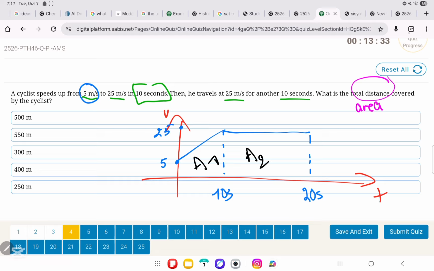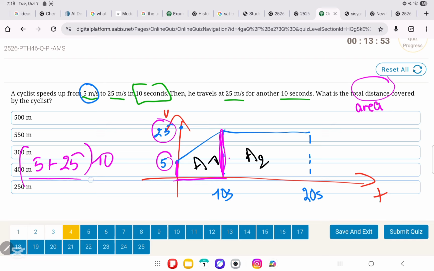So let us start with the first area. This is a trapezoid again. This is base 1 and this is base 2, right? And this over here is the height. So base 1 in this scenario is 5, plus base 2, which is 25, times the height, which is 10, divided by 2. So this is area 1. How much is that going to be? 5 plus 25, that's 30, times 10 divided by 2. That's going to be 150. So I can erase this and substitute it by 150.